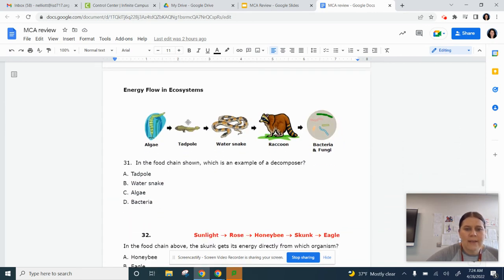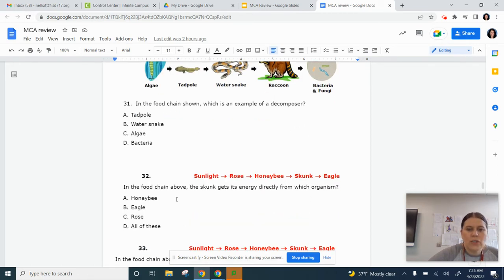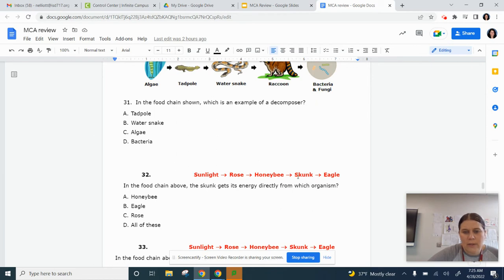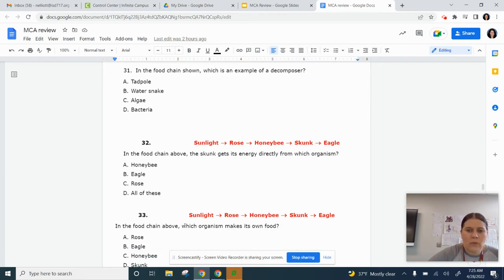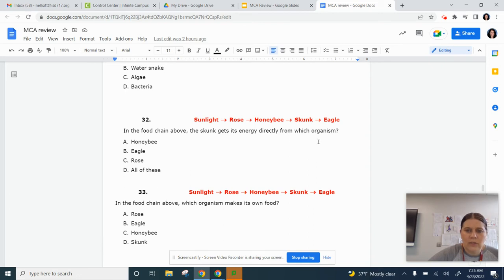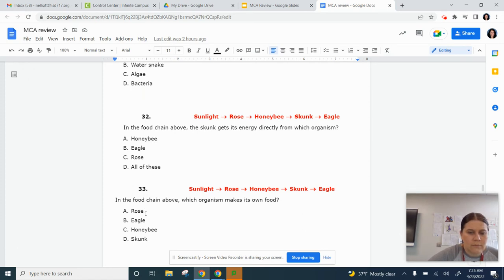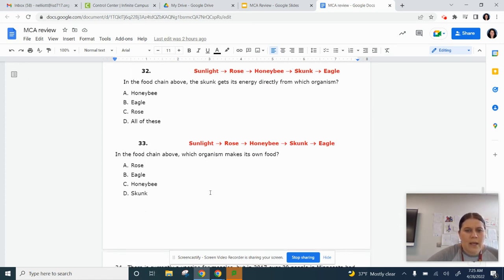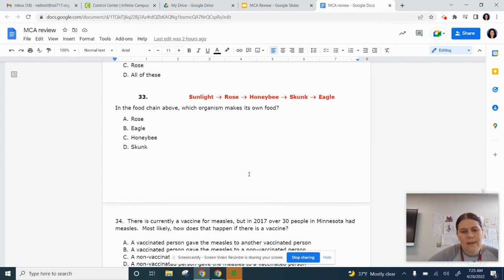Energy flow. In this food chain up here: algae, tadpole, water snake, raccoon, bacteria, and fungi. Which is an example of a decomposer? Tadpole, water snake, algae, bacteria. In the food chain above, the skunk, right here, now in this one, the skunk gets its energy directly from which organism? Honeybee, eagle, rose, all of these. Same food chain right here. In this food chain, which organism makes its own food? Rose, eagle, honeybee, skunk.